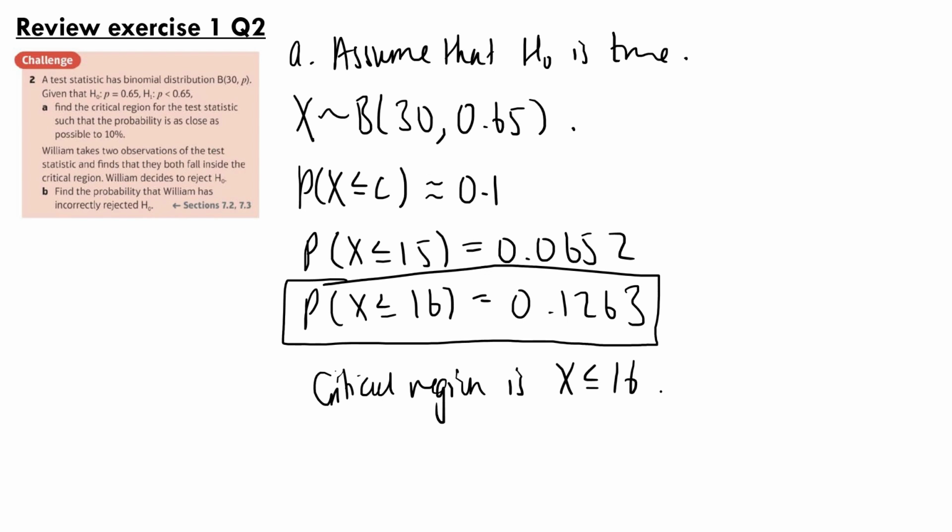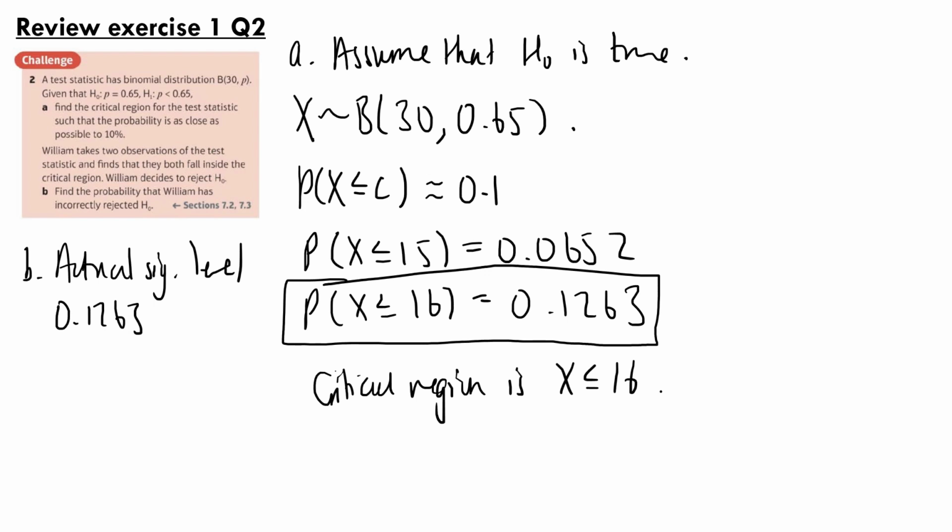Okay, and for part B, William takes 2 observations of the test statistic and finds that they both fall inside the critical region. William decides to reject H0. Find the probability that William has incorrectly rejected H0. So this will be our actual significance level, and that is the probability that X is less than or equal to 16, which is 0.1263.